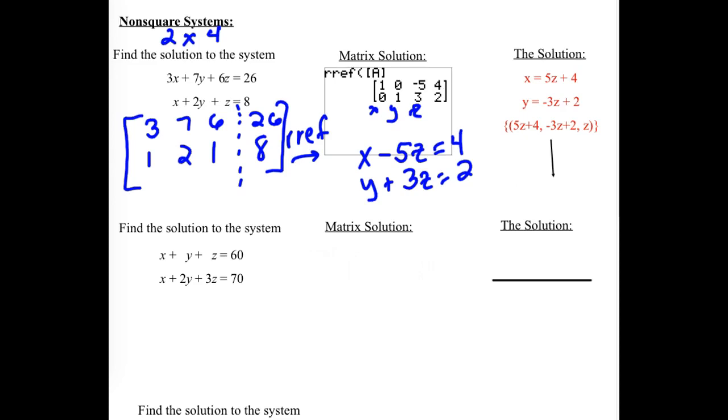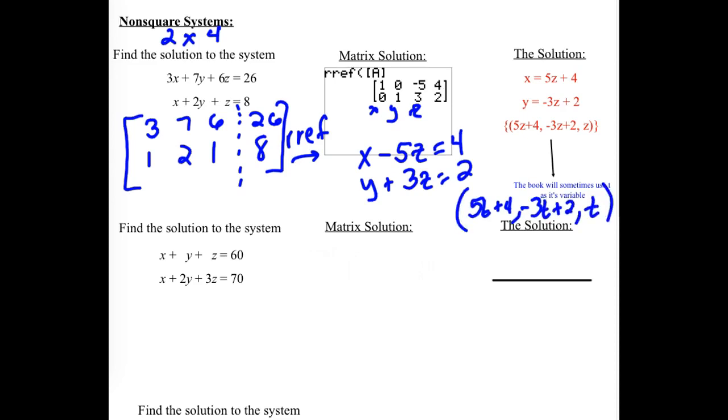Sometimes your book will convert that. They'll say, well, if z can be anything, I'm going to pick a different letter for it to be. I'm going to say, I want z to be t. Okay? And so they might write the solution with a t here, substituting basically a t for all your z's. So your book might give the answer as 5t plus 4, negative 3t plus 2, and t.